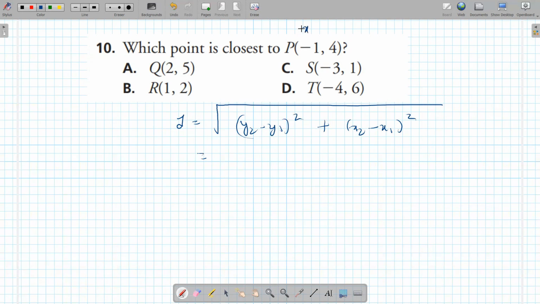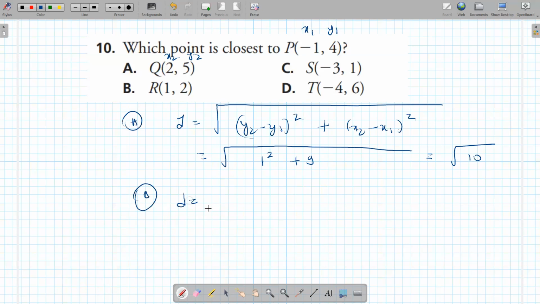The distance is the square root of (y2 minus y1) squared plus (x2 minus x1) squared. Now I'm going to say this one is x1, y1, and this one is x2, y2. Now it's just a matter of plugging things in. The first one will be 5 minus 4 squared, which is 1 squared. 2 plus 1 squared, which is 3 squared, 9. So for A, you get square root of 10.